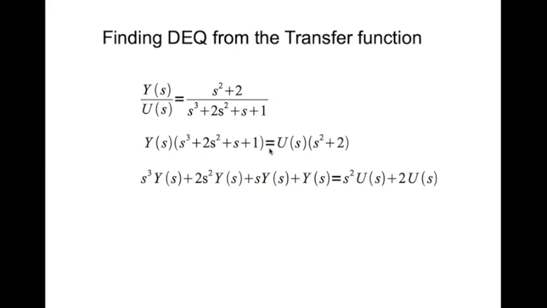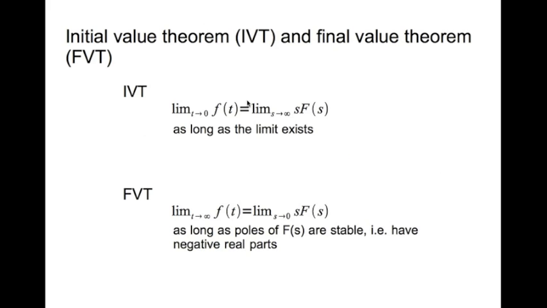We multiply throughout, so you get s cubed Y(s) plus 2 s squared Y(s) plus s times Y(s) plus Y(s) equal to s squared U(s) plus 2 U(s). So you replace this by y triple dot of t, this by y double dot of t, this by y dot of t, this by y of t, this by u double dot of t, and this by u of t. And that's your differential equation that generated this transfer function.